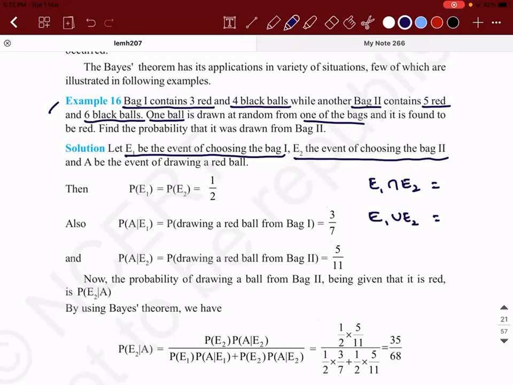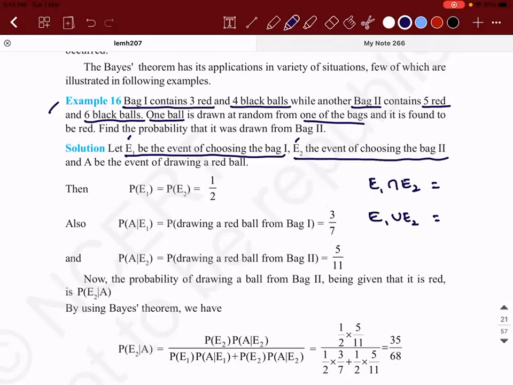Guys, answer this. Picking bag 1 is event 1 and picking bag 2 is event 2. What is the intersection between these two? Are they dependent events or not dependent on each other? I think they're not dependent on each other.